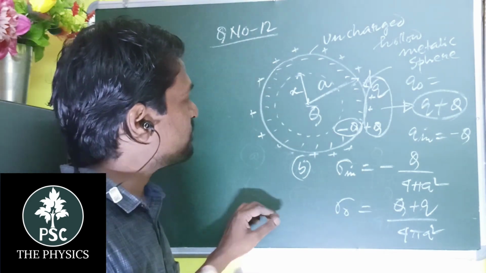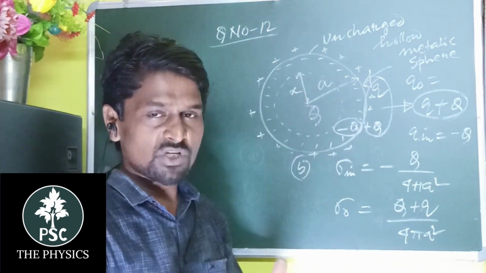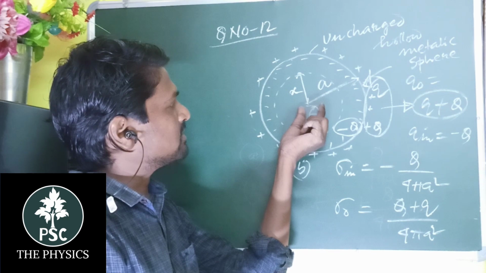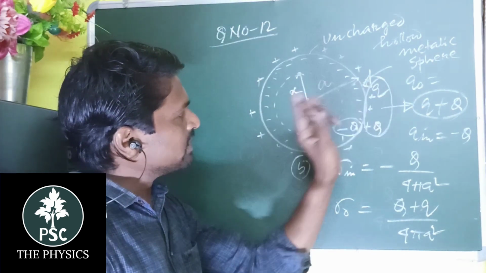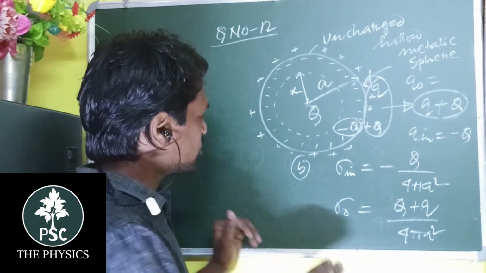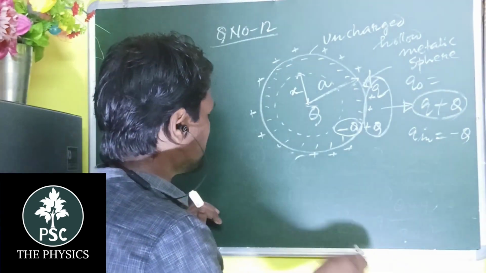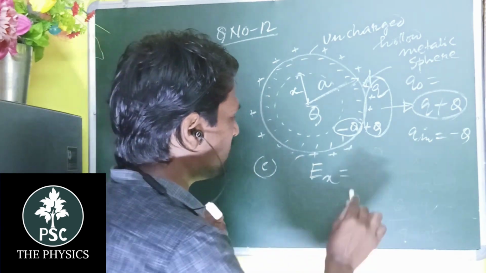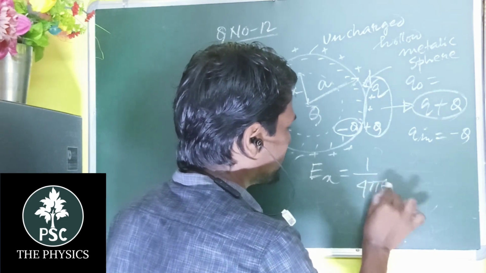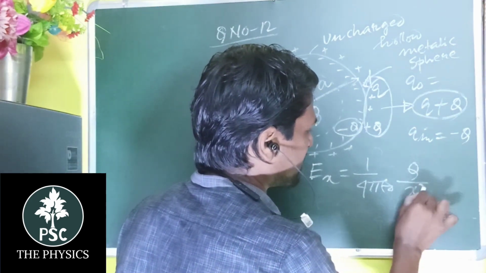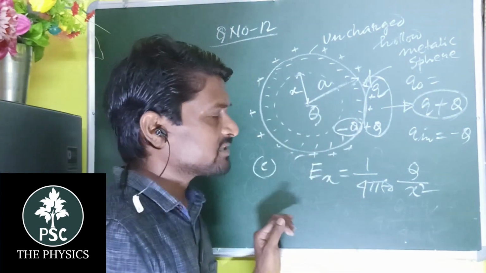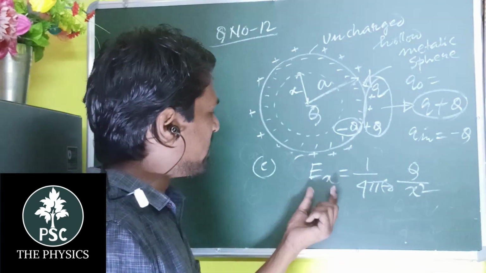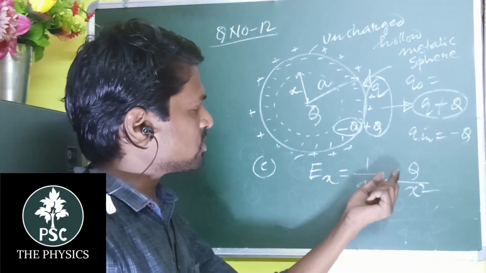for the first one, when capital Q charge is alone at that particular point, and the second one is when small q charge is given at a later time. So for the first portion, the electric field at x distance is equal to 1 by 4 pi epsilon naught into capital Q by x square. This is the expression for the electric field due to a point charge, 1 by 4 pi epsilon naught q by x square.